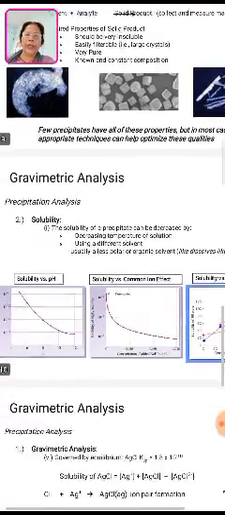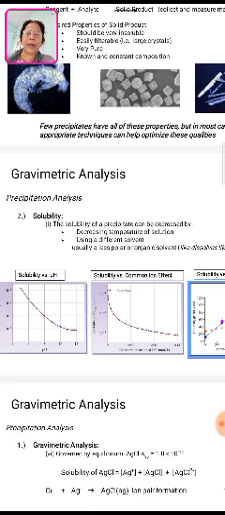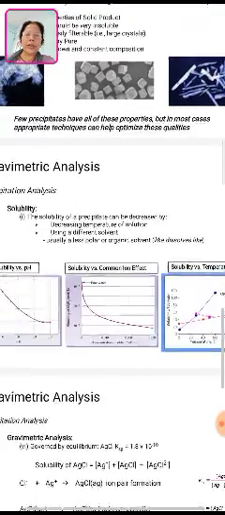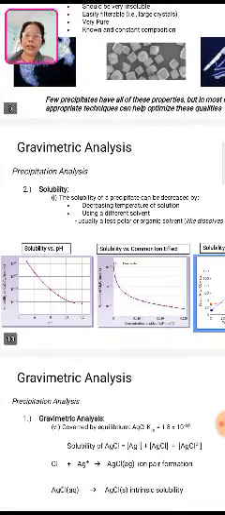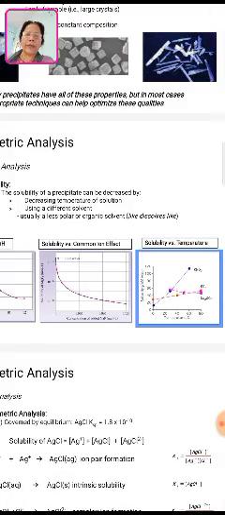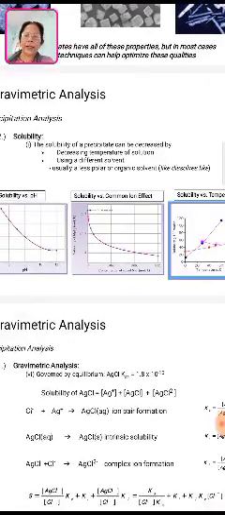Solubility. The solubility of a precipitate can be decreased by decreasing the temperature of the solution, or using a different solvent, usually a less polar organic solvent, like dissolves like. The graphs shown are solubility versus pH, solubility versus common ion effect, and solubility versus temperature, where we can study it easily.